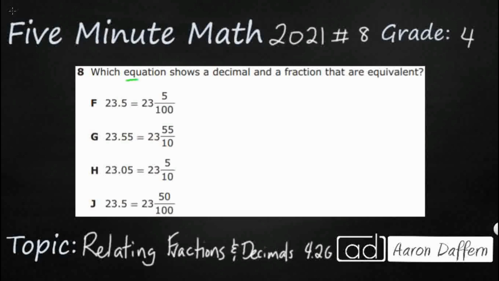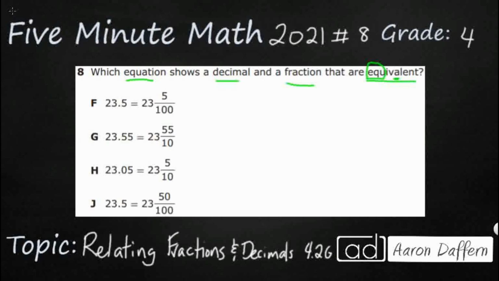So we need to find an equation that shows a decimal and a fraction that are equivalent. Now we need to know what this word means, but it's pretty easy to see that word equal right there. You just drop the I and the V, you see that word equal, and then you see all these equal signs. So that means 3 of these are going to be incorrect. 1 of these is going to be correct.